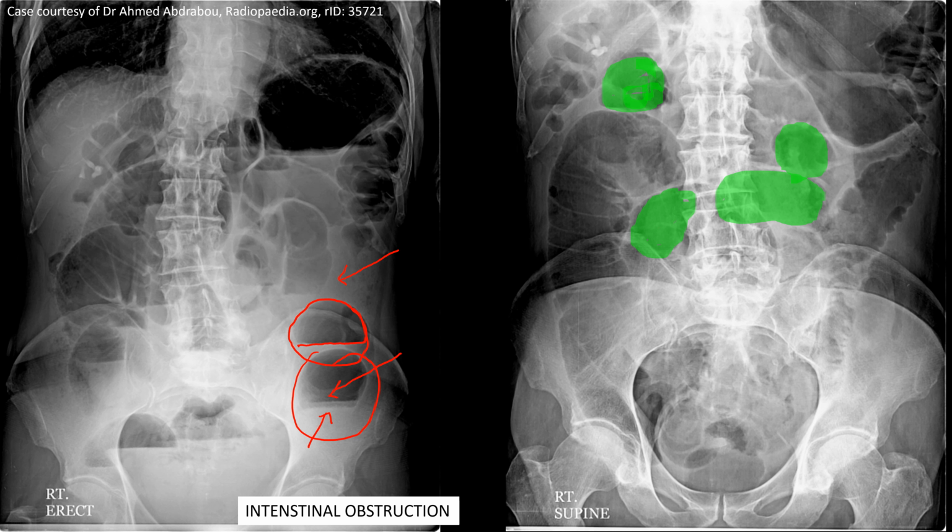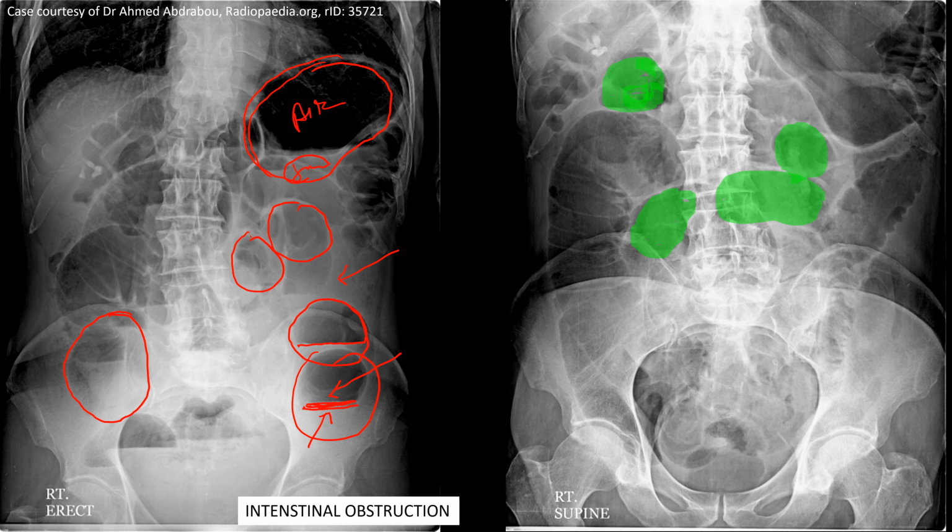And between the air and fluid, here we can see the straight line that indicates the level of the fluid in a dilated intestine. You can identify multiple air fluid levels in this X-ray because this X-ray is taken in the erect posture. Air is on the upside and fluid is on the lower side. Here is also the air fluid level. This is the air fluid level in the small intestine. This is the characteristic sign of intestinal obstruction.